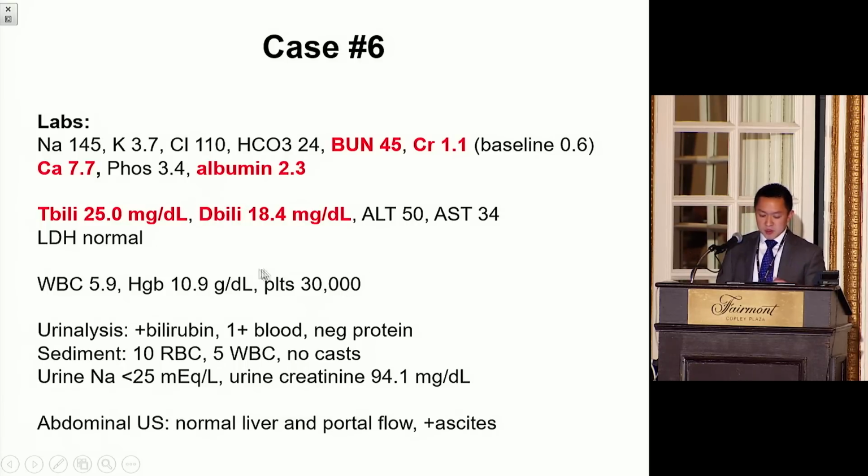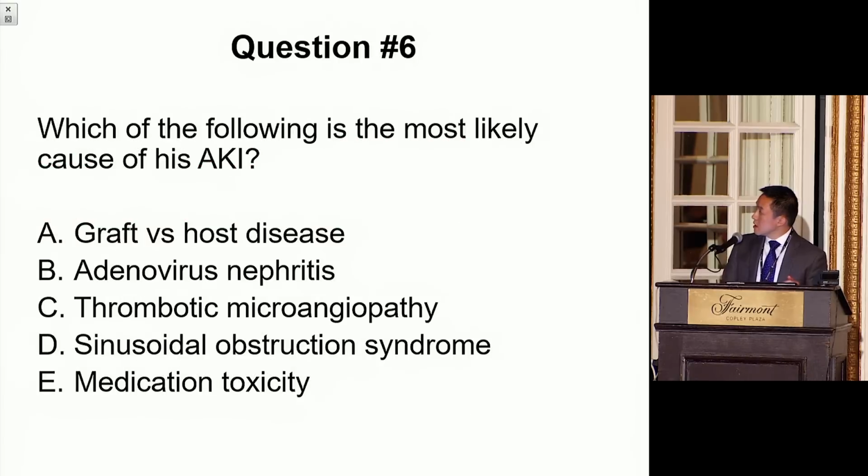Here's his CBC, he's thrombocytopenic. His UA shows a little bit of blood, no protein. Sediment is relatively unremarkable. He's got a very, very low urine sodium. And he has an ultrasound of the liver, which shows a normal-looking liver and normal flow with some ascites. So, my last question for you is this. Which of the following is the most likely cause of his acute kidney injury? Graft versus host disease, adenovirus nephritis, thrombotic microangiopathy, sinusoidal obstruction syndrome, or medication toxicity?